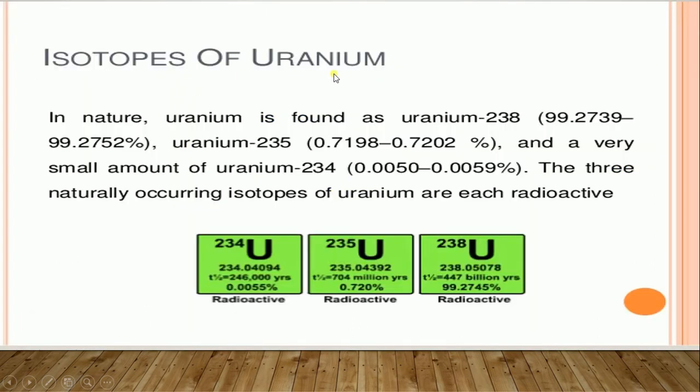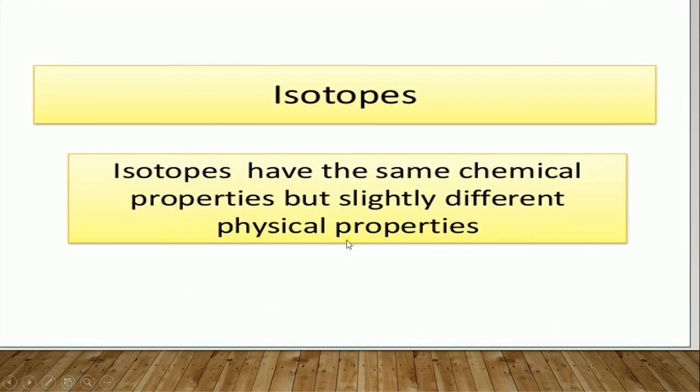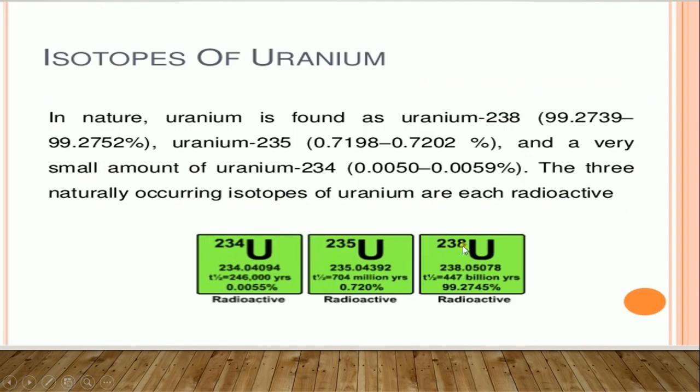Isotopes of uranium. Uranium is another element, and this uranium is radioactive in nature. In nature, uranium is found as uranium-238, uranium-235 and uranium-234. They have the same atomic number, 92, 92, 92, but they have different atomic masses, that is 234, 235 and 238.